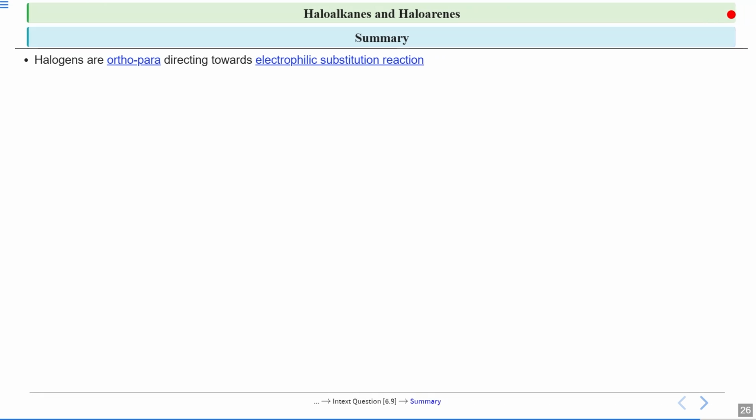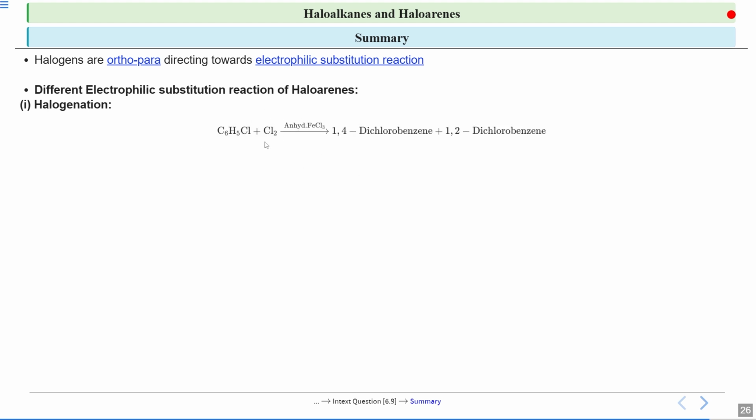Okay, let's see the summary that we have covered today. Halogens are ortho-para directing towards electrophilic substitution reactions. This we have seen. Different electrophilic substitution reactions of haloarenes we have seen, like halogenation, which includes the addition of a halogen molecule to the haloarene molecule and gives you a mixture of products, where the para substituted one is the major one and the ortho substituted one is the minor one. This reaction happens in the presence of anhydrous FeCl3, and chlorine positive is acting as an electrophile.